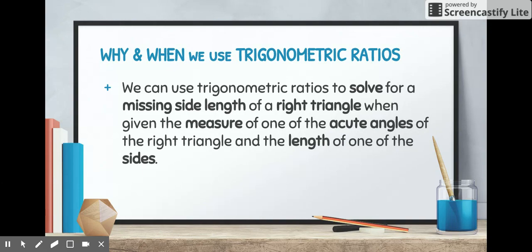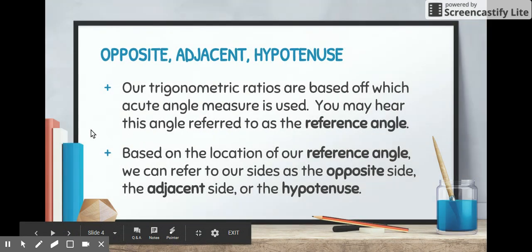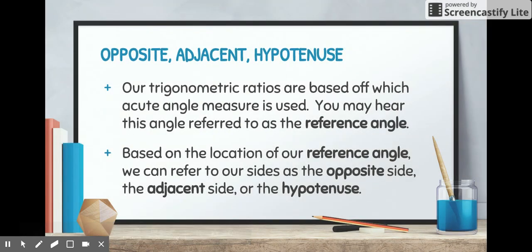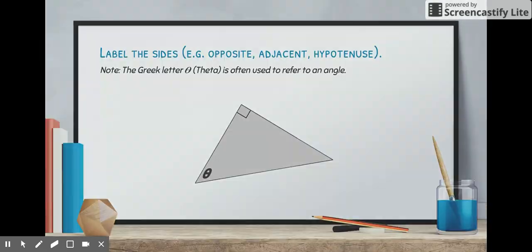And so there are 3 different trigonometric ratios we're going to talk about, but before we get to them, we have to learn about opposite, adjacent, and hypotenuse, how we would name the sides. So when we're dealing with trigonometric ratios, we're going to have a reference angle. And the reference angle is going to help us figure out where the opposite side is, where the adjacent side is, and where the hypotenuse is.